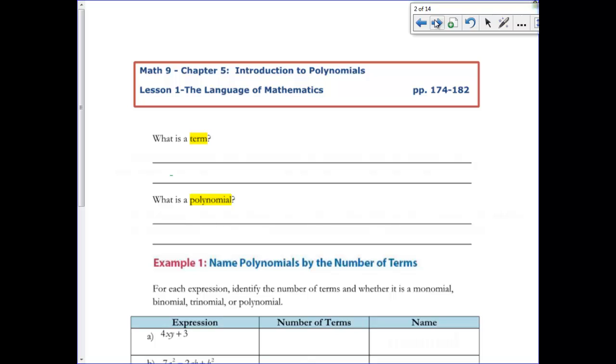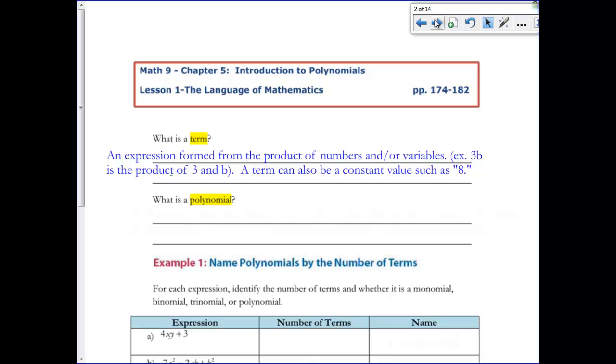Math 9, Chapter 5, Introduction to Polynomials, Lesson 1, The Language of Mathematics. What is a term? A term is an expression formed from the product of numbers and/or variables. Example: 3b is the product of 3 and b. Remember that product is a multiplication sentence. If we look at 3b, anytime the numerical coefficient 3 is placed next to the variable b, we note that the operation being performed is multiplication.